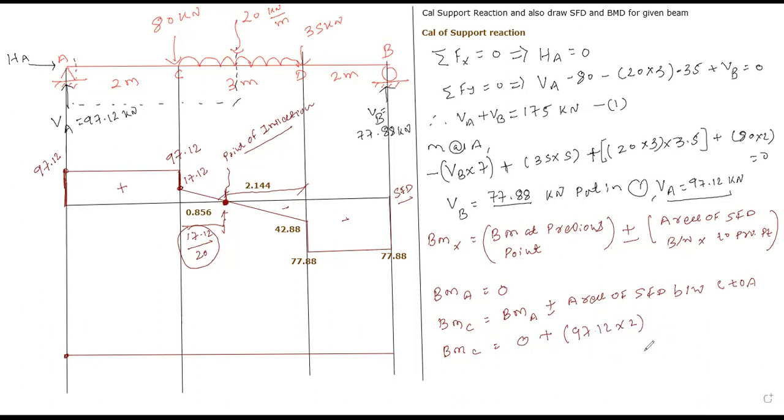Clear? So you will get 194.24 kilonewton meter. Write the unit. Again, what is the shape of the bending moment diagram between A to C? That is an inclined one.